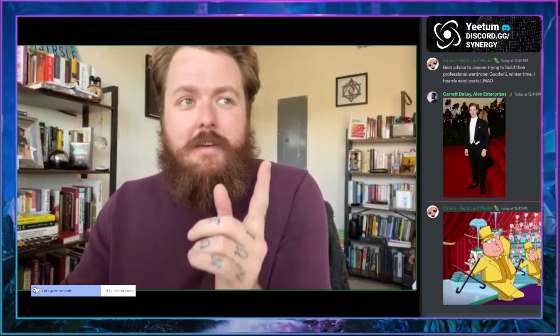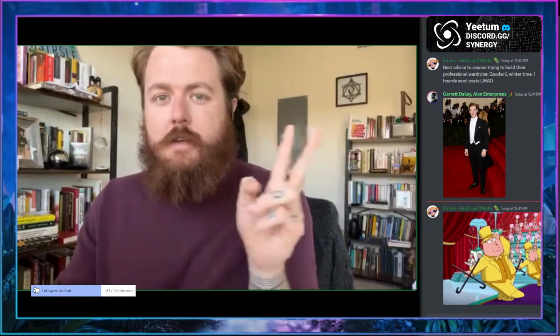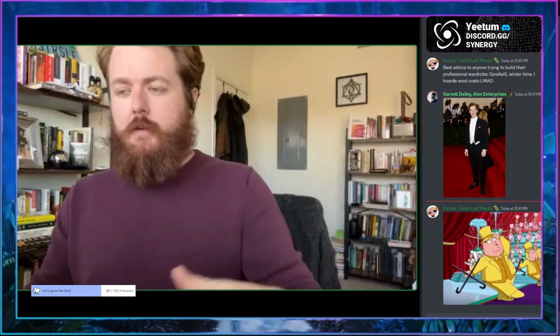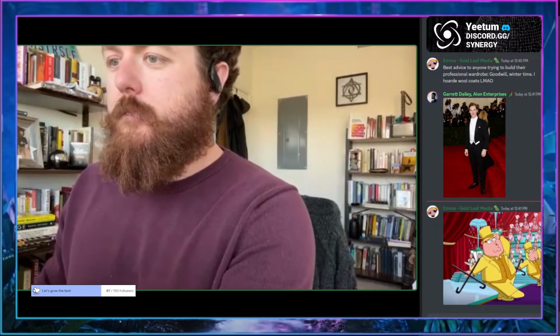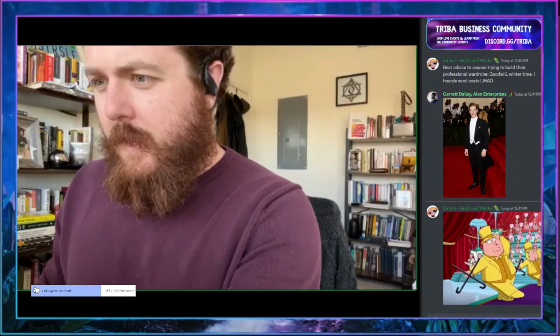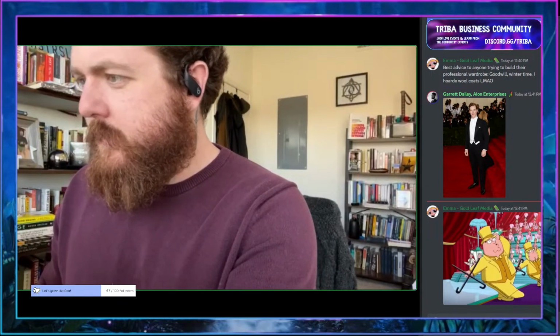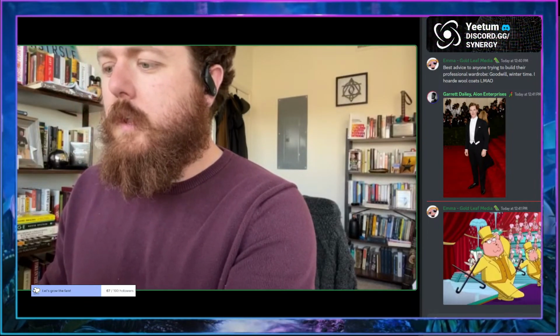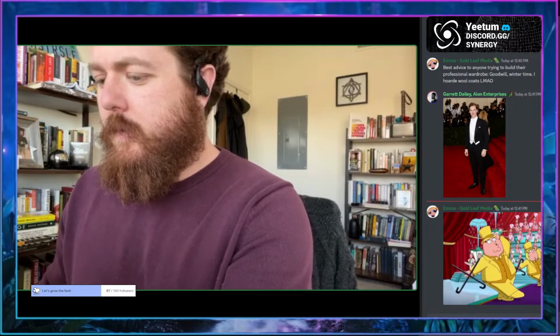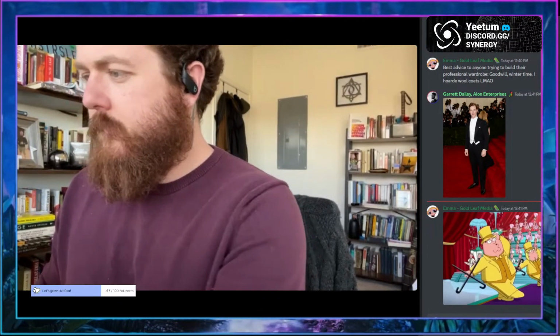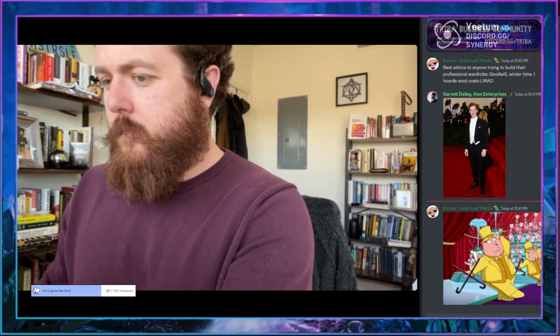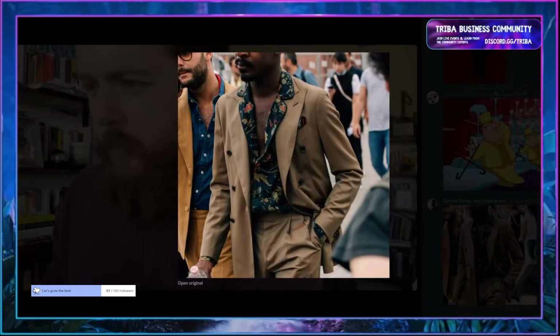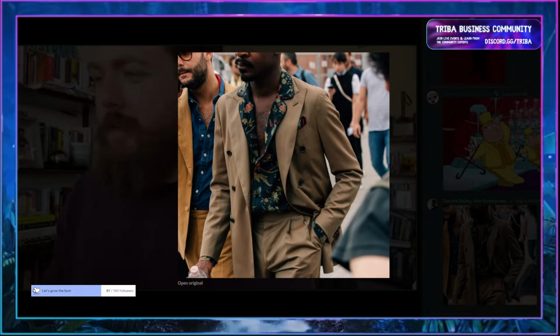So sprezzatura, if you ever look, it's weird. I don't know why this is a thing, but old Italian dudes, they have the Italian Fashion Week, and old dudes will just go hang out and wear their nice clothes. Let me try and find an example of this. This is a pretty good example of sprezzatura, where you look like you're not trying to do anything, right? That's the case. Sprezzatura is looking like you're not trying too hard, right?